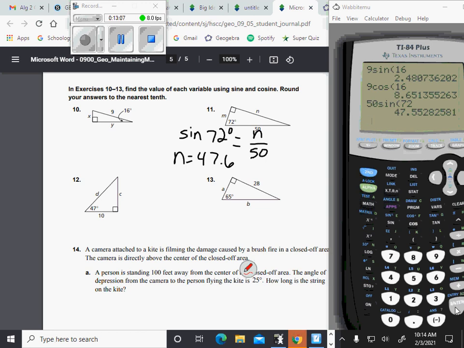Let's find m. We can take the cosine of 72. That's going to equal m over 50. So we're taking 50 times the cosine of 72. That's going to equal 15.5.